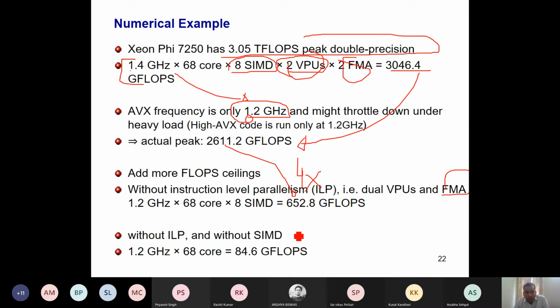Similarly, if you don't utilize this vector width, suppose your program does not need vectorization capability, it is just a simple scalar application, then your performance will go down further, right? 8x reduction in the performance. Okay, so that's the whole idea. That means if your code does not utilize all the resources, then it will achieve a very small fraction of the total performance. Okay, is it fine?